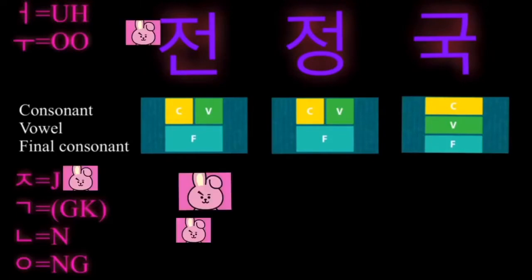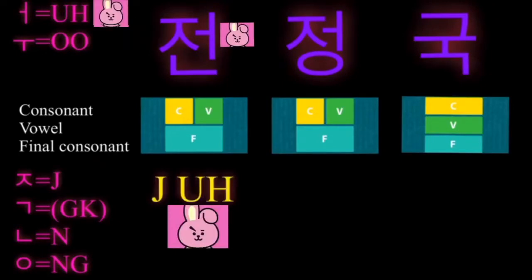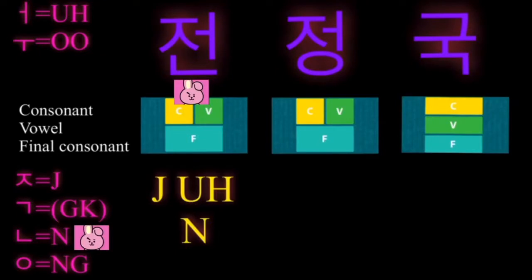As you can see, the first letter of the first block is J. It is pronounced the same as J. The second letter is a vowel. It is pronounced. The third letter is an N. It's pronounced the same as our N. So that makes Jun.